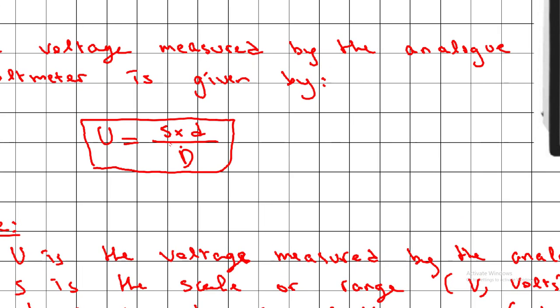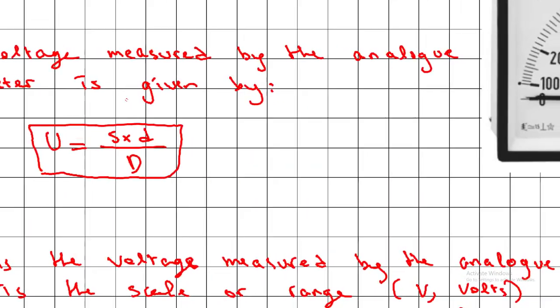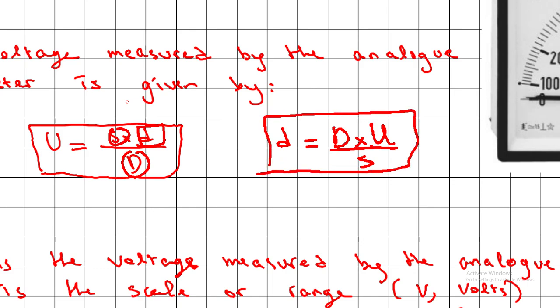Now, how do we use this formula? This formula consists of four variables. Whenever we know three of them, we can determine the other. In grade 10, no need to construct a triangle for any formula. We will use mathematical operations to determine the unknown. Suppose that we are interested in determining the deviation of the needle, which is small d. Then we need to put d on one side and all the other numbers on the other side. So U is already on the other side. Now capital D is being divided by small d, so moving it to the other side, it will be multiplied. Now s here is multiplied, moving it to the other side, it will be divided. So small d will be given by capital D times U divided by s.